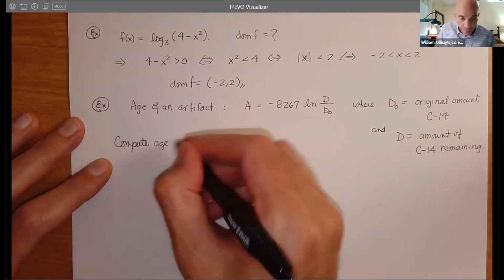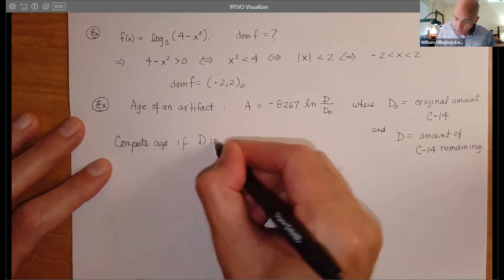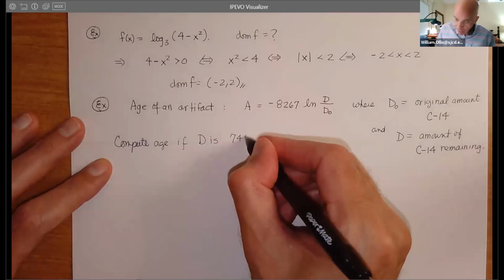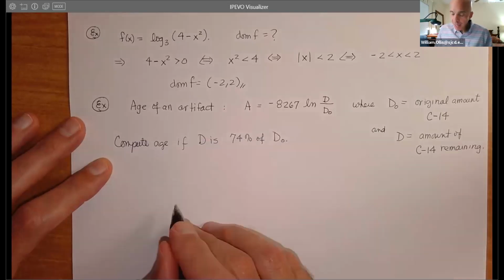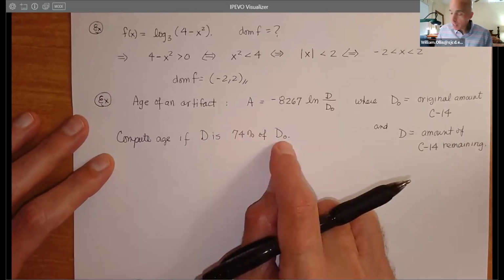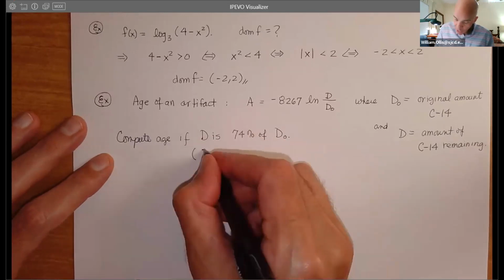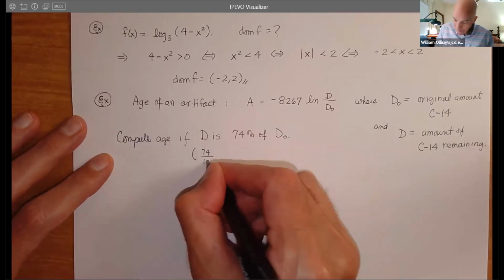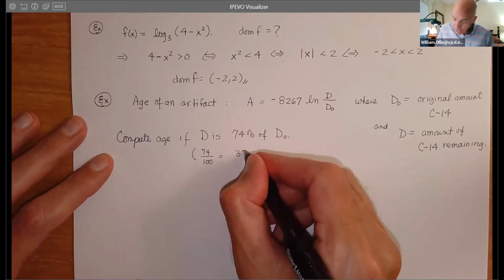if D is 74% of D sub 0. That is, it's decreased; we're now down to 74% of the original amount. Now, just as a little side calculation, 74 over 100, you can divide by 2. So that'll be 37 over 50.